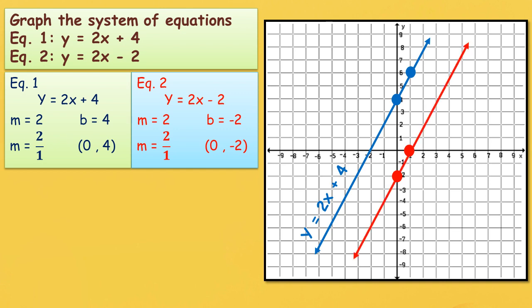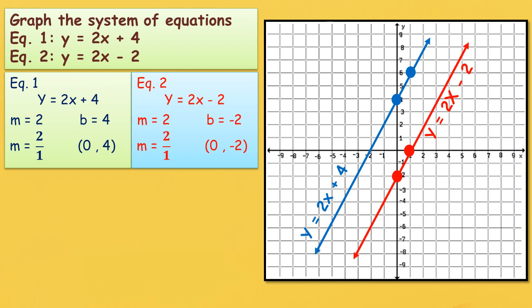And after connecting the 2 points, this is now our equation number 2. Don't forget to write the name of the equation. Y is equal to 2x minus 2. Now, let us focus on the two graphs. Let us focus first on their slopes. What can you say about the slopes of the two lines?